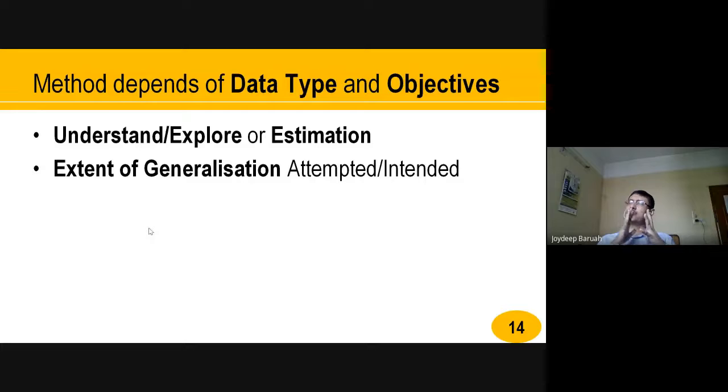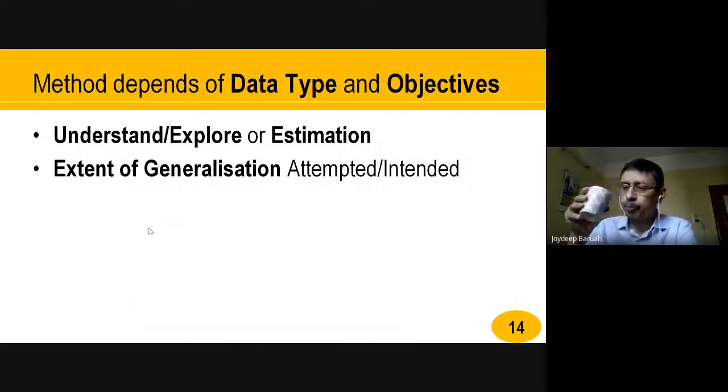One, either you simply want to understand or explore the thing, and this relates to your research design, exploratory research, explanatory research and all those things. So the general idea is what is your purpose: whether you are looking for simply understanding or exploring the thing, or you are looking for estimation. All right, so that's the first distinction that you have to make in designing the objective. What is the general purpose? Whether to understand simply or to estimate the things.